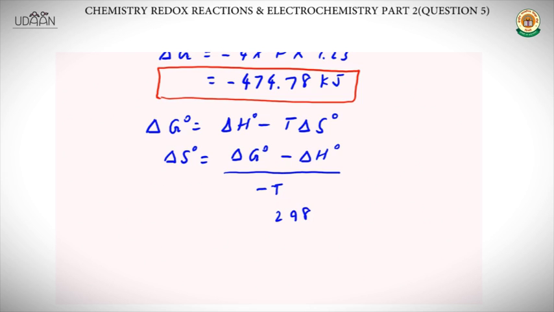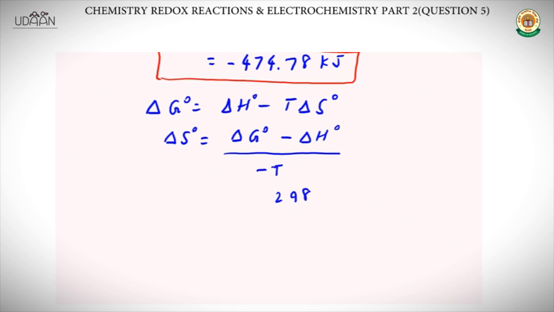We have just calculated the value of delta G. Now we need to calculate the value of delta H.